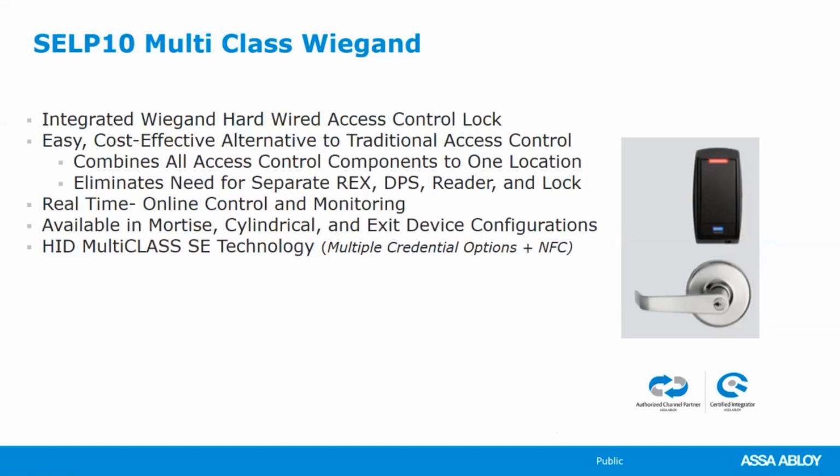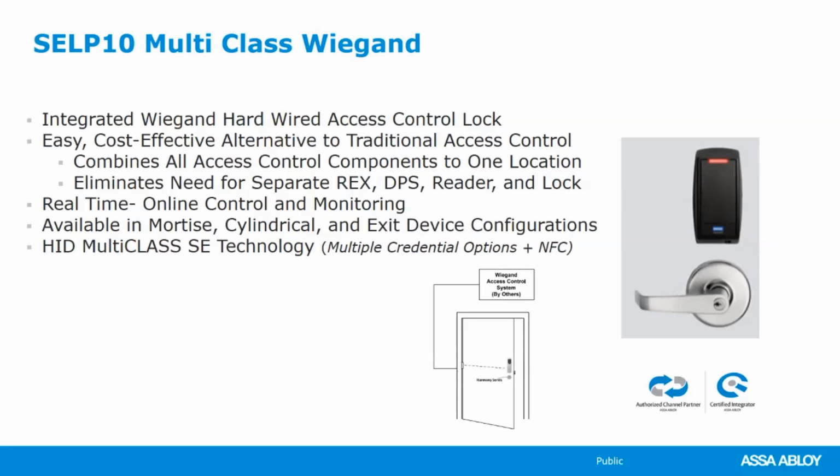This is a hardwired Wiegand lock, just like the last one that we showed you. You do need a power transfer or a power hinge, which has 12 wires. All of that information, the power and the data, the request to exit, the door position switch, and the reader, all of those will be powered to one location. Again, this requires authorized channel partner, certified integrator participation.